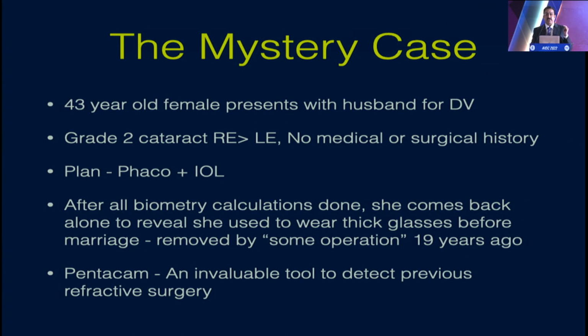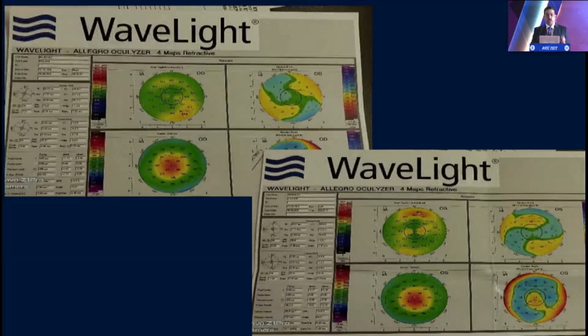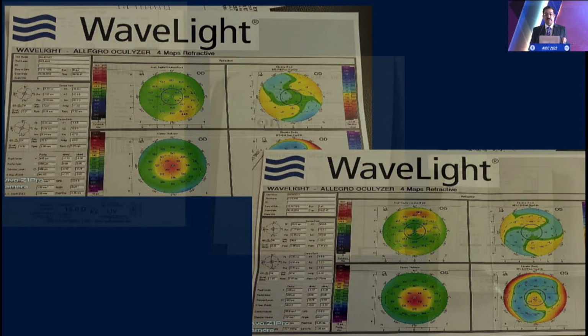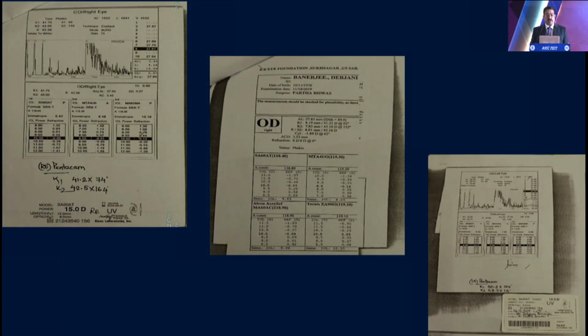Let's talk about this mystery case to drive home a very important point. This lady presented to us with a 2-grade cataract, and we planned phaco plus IOL. All biometric calculations were done, and then she comes back without her husband to tell that some 19 years ago, she had some surgery done to remove her glasses. So the Pentacam then was done, and it became a very, very important tool, and we could see that there was an evidence of refractive, laser refractive surgery that was done.